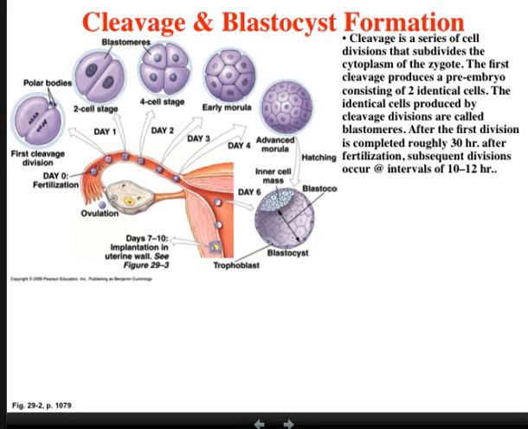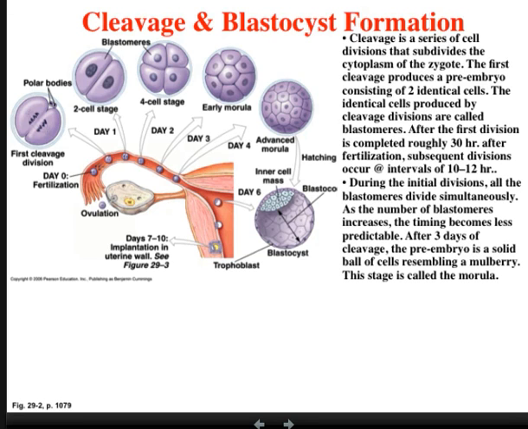After the first division is completed, roughly 30 hours after fertilization, subsequent divisions occur at intervals of 10 to 12 hours. During initial divisions, all the blastomeres divide at the same time, and as the number increases, the timing is less predictable. After 3 days of cleavage, the preembryo is a solid ball of cells looking a little bit like a raspberry, and this stage is called the morula.